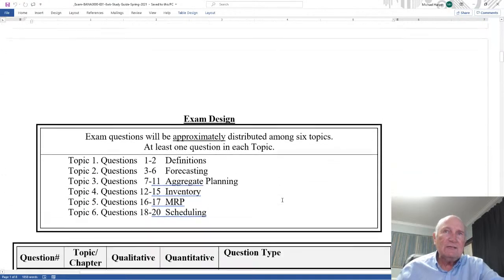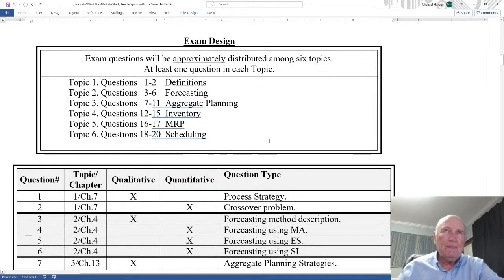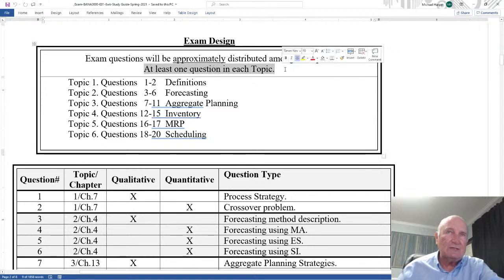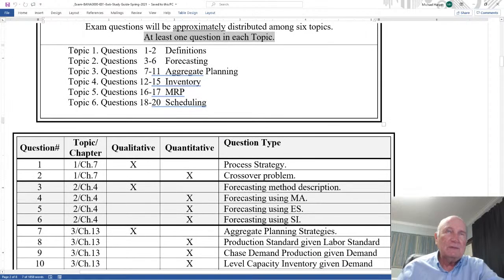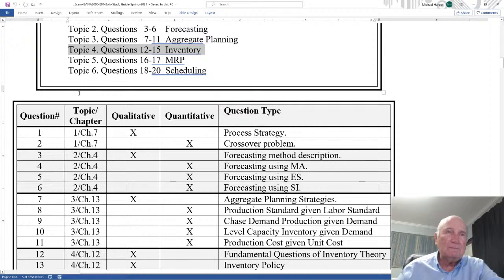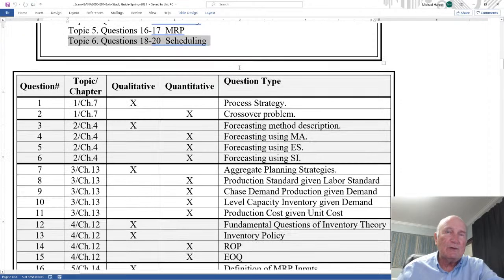Okay, let's get into the exam design. The exam will be approximately distributed among 6 topics, with at least 1 question in each topic. For example, topic 1, which is definitions, questions 1 and 2. There'll be 3 through 6 in forecasting, 7 through 11 in aggregate planning, 12 to 15 in inventory, 16 and 17 in MRP, and 18 to 20 in scheduling.